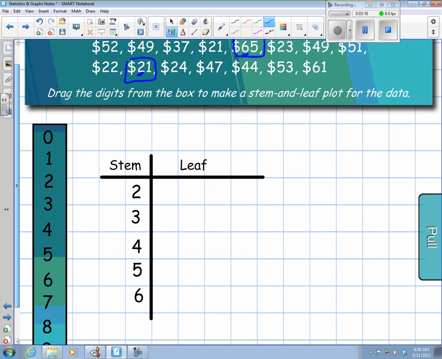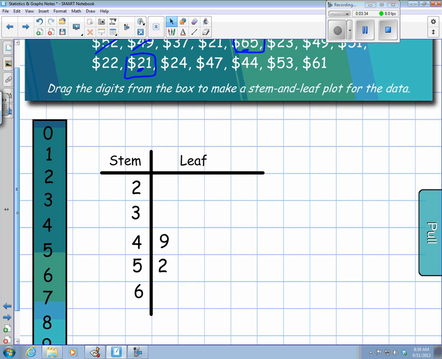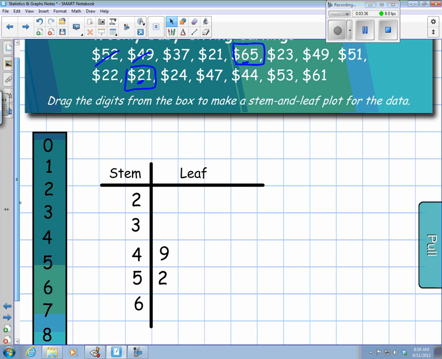First of all, we'll do 52. So I'll grab a 2 here, put it in the leaf. There's 52. And 49. So I have the 4 there. I'm going to need a 9. 49. And then just go through and do all of them.